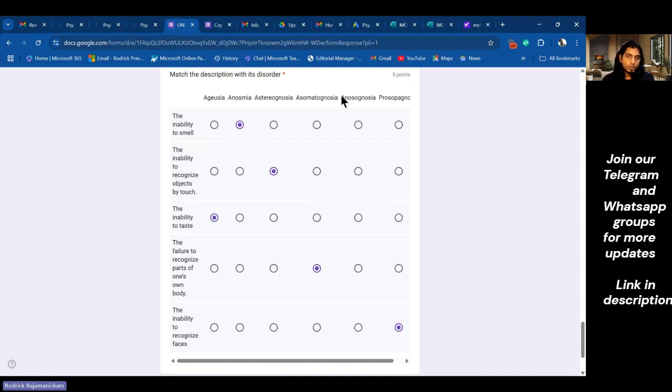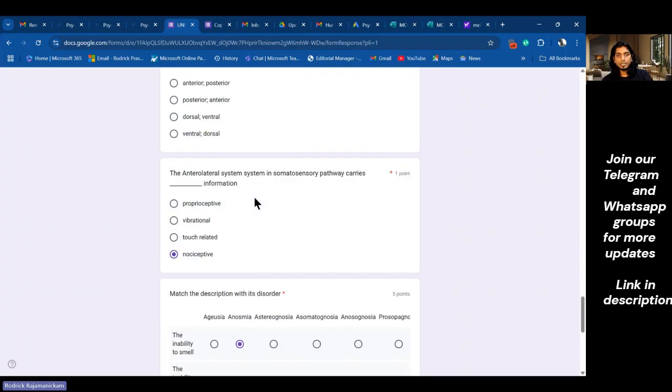Anosognosia is inability to recognize your own symptoms. That could be for any modality or any set of disorders, so we may not have a particular region for that. Okay, so this is it about sensations.